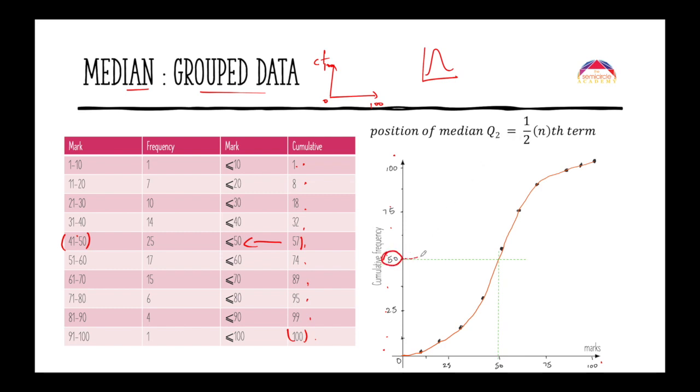So from the 50th term, we just go right across until we cut the curve, and then we go down vertically to meet the point here. We could see that our median is around 49. So we could get an estimated value of the median from a graph. And just remember to make sure that you use graph paper and draw your graph. Be very careful about the intervals here. Make sure that they are very even, so that you can easily read an answer, right?